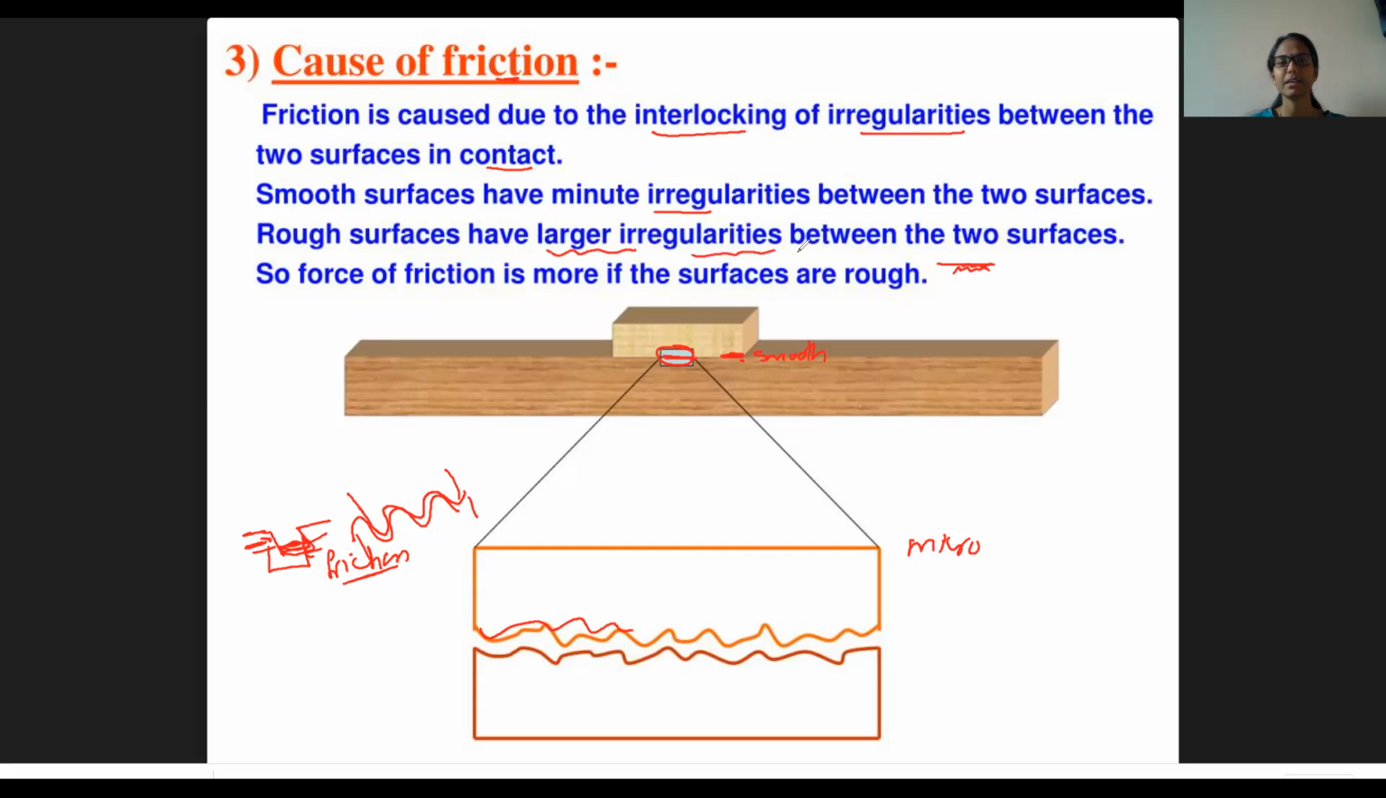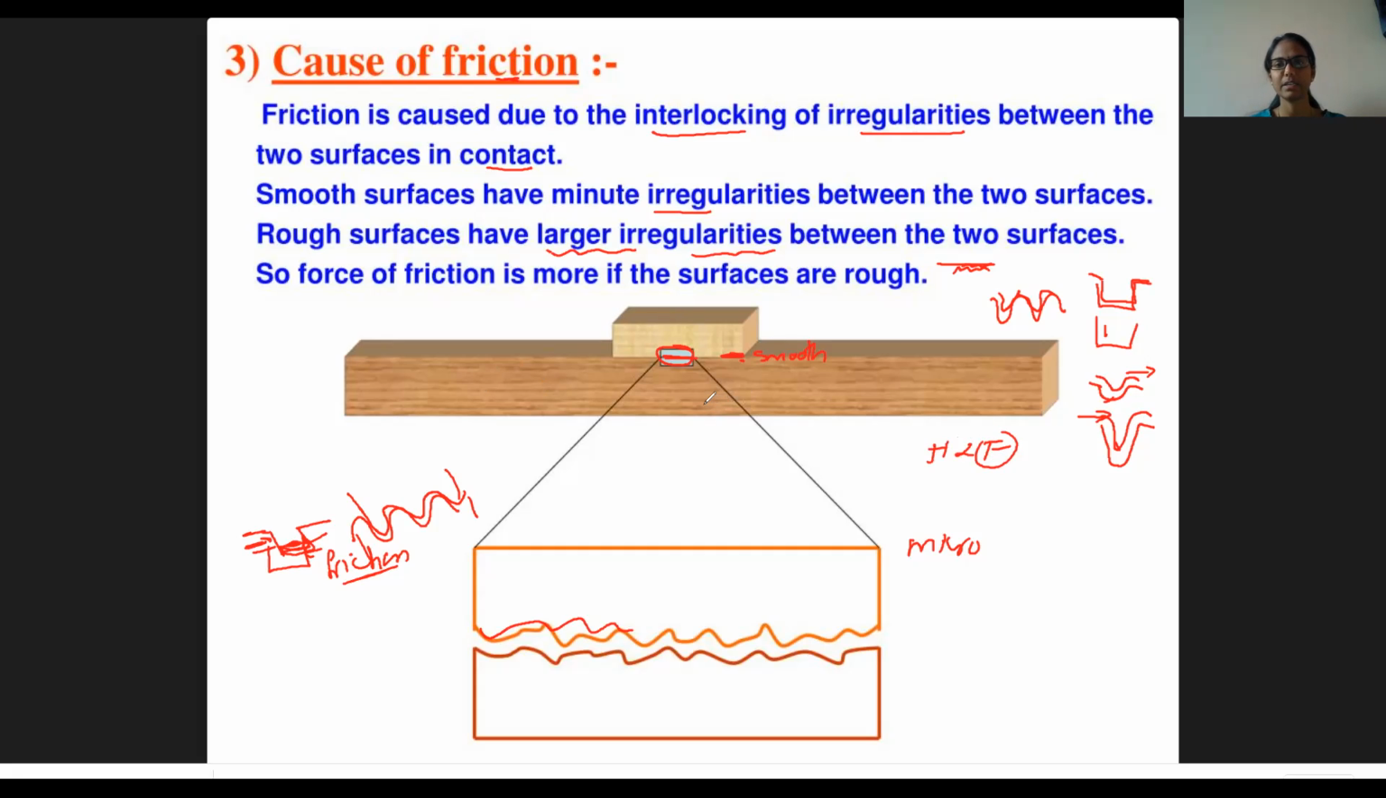If irregularities are large or deeper like this, then to overcome this deeper well we need to apply more force, right? Children, you have experience: you need to overcome a very small well, and you need to overcome very deep wells. That time you need to apply more force. Suppose the surface is only this much deep, you can easily get out of it. Suppose the surface is this deep, so what do you need to apply? You need to apply more force to overcome such a deep well. That is what we call irregularities here. So if irregularities are more, friction increases. Irregularities are directly proportional to friction.